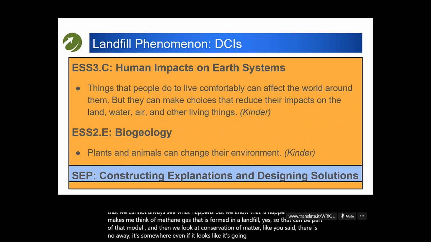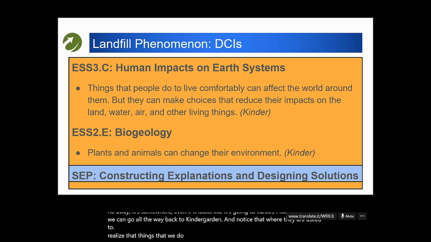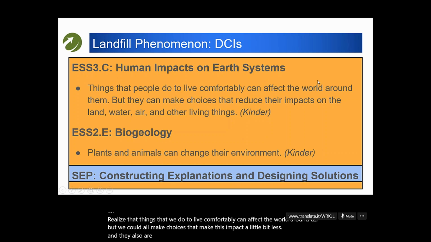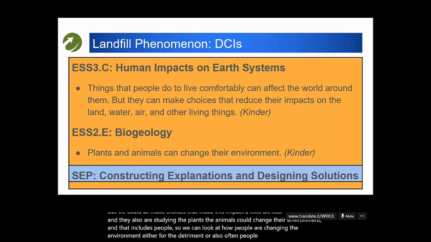I like the fact that we can go all the way back to kindergarten, where they are asked to realize that things that we do to live comfortably can affect the world around us. But we can all make choices that make this impact a little bit less. And they also are studying that plants and animals can change their environment, and that includes people. So we can look at how people are changing the environment, either to its detriment, or also often people are busy doing things to help improve the environment too.